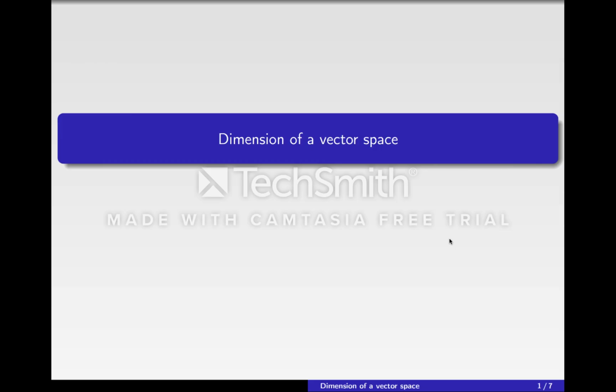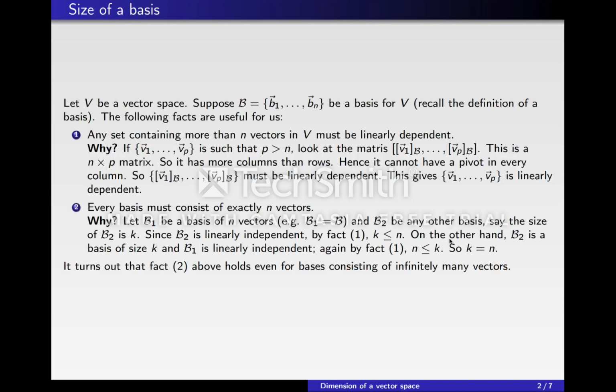Okay, so now we're going to talk about dimension of a vector space. Let V be a vector space, and suppose that B is a basis for V, and so we enumerate the vectors in the basis B as b1, b2, ..., bn. Okay, so the following facts are useful for us before we actually define the dimension of V.